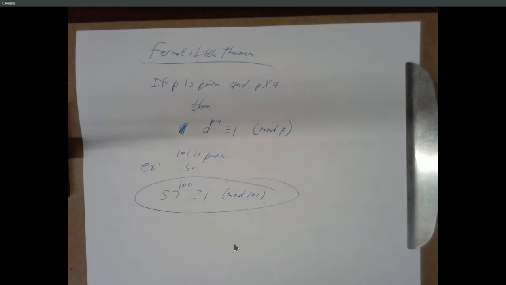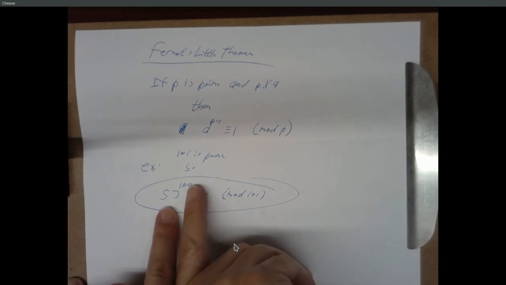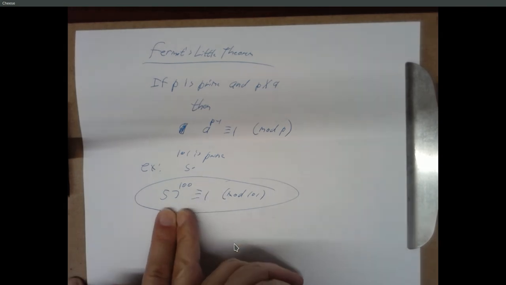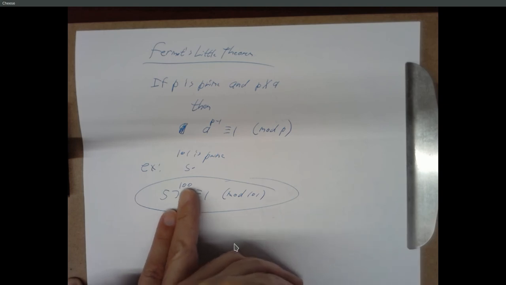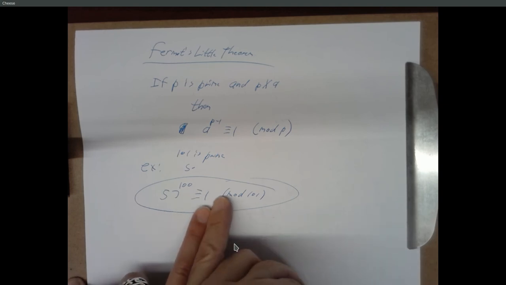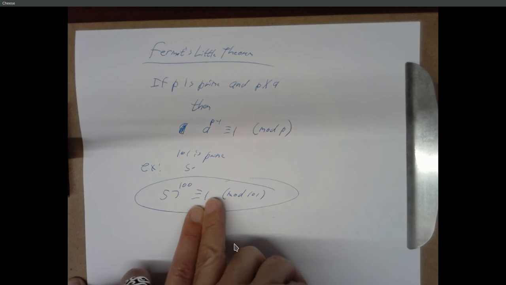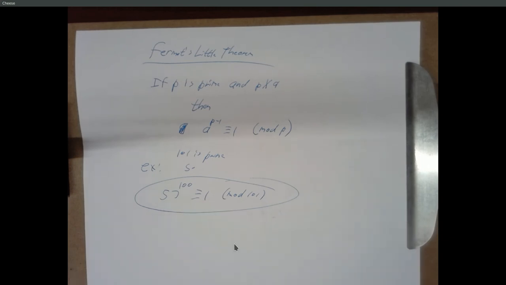The reason these things are useful is because they give us information about things raised to big powers, possibly big things raised to big powers. And if we can reduce something to just being one, that's a really nice number to work with. Because we can raise this to the millionth, and one to the millionth is still just one. And that's going to be a useful trick.